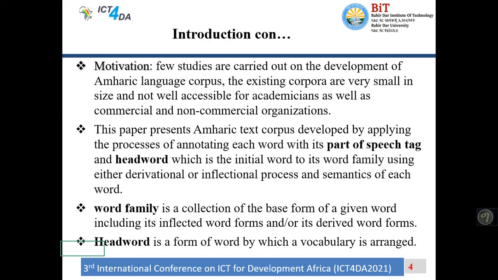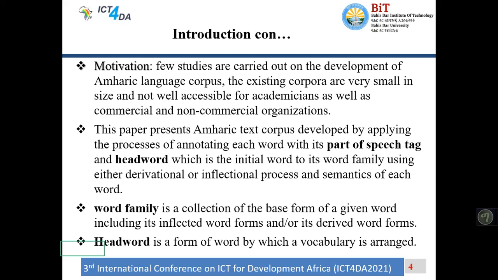Our motivation: as a fact, the Amharic language is one of the under-resourced languages, which means that few studies are carried out on the development of an Amharic language corpus. The existing corpora are also very small in size and are not well accessible for everyone. Therefore, this is our motivation.